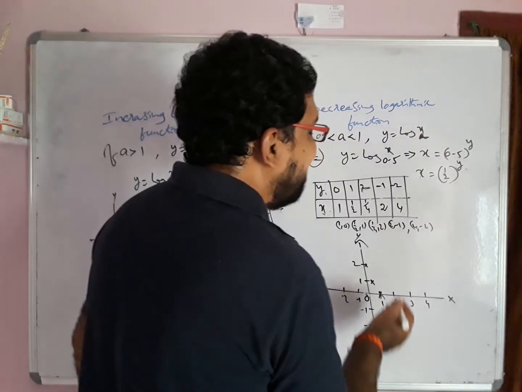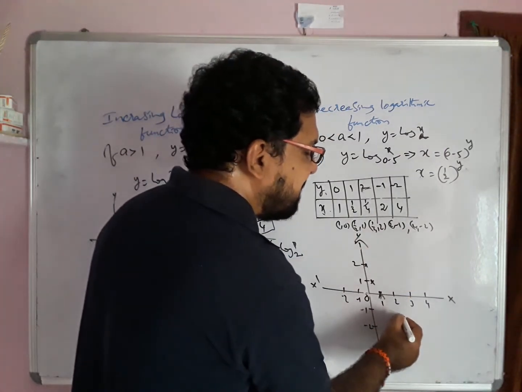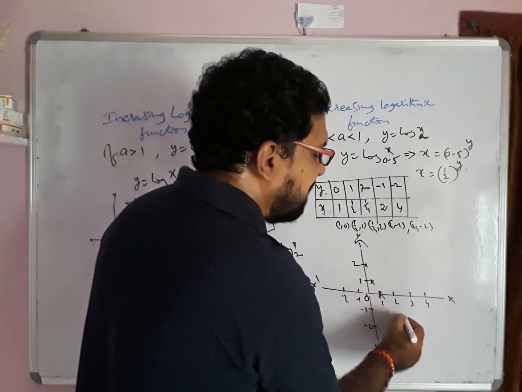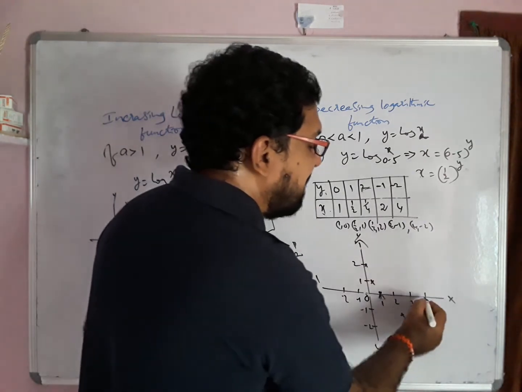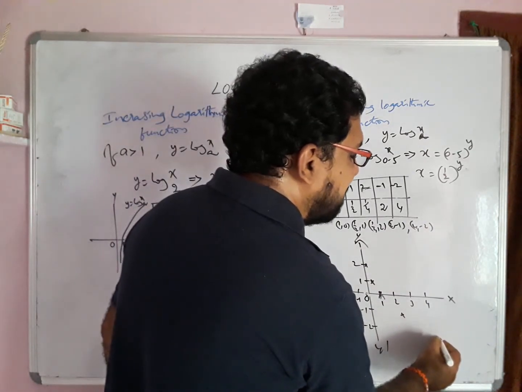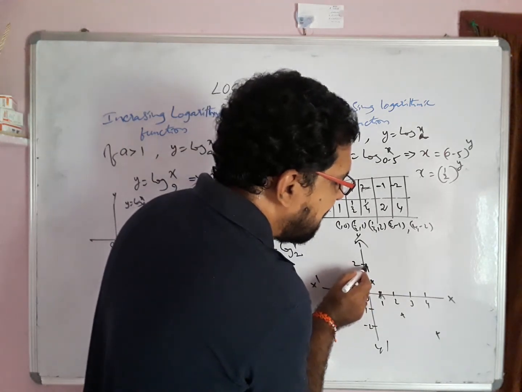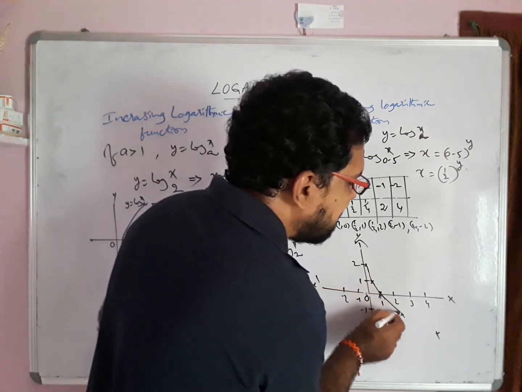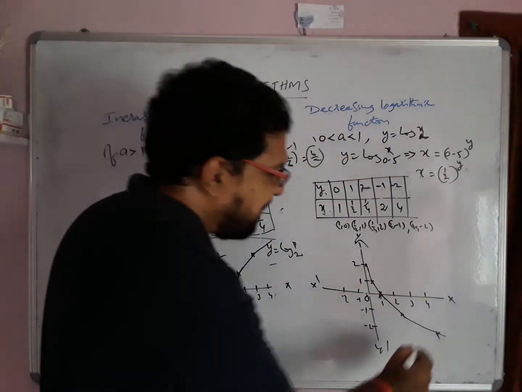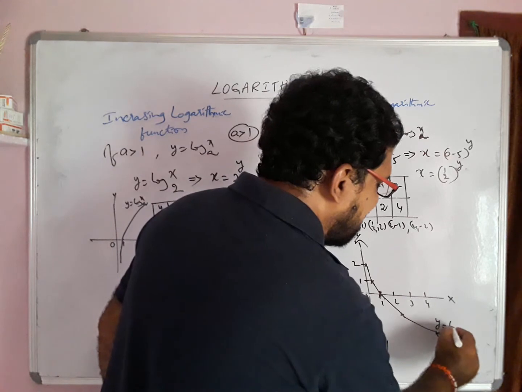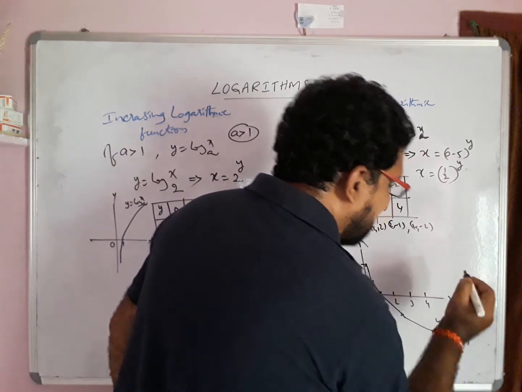Right, next. So here (2, minus 1). The x coordinate is 2, the y coordinate is minus 1. It is nothing but the fourth quadrant, Q4. Next, (4, minus 2). It is also in the fourth quadrant. So when you join all these points, it comes like this. This is the graph of y is equal to log x to the base 0.5.